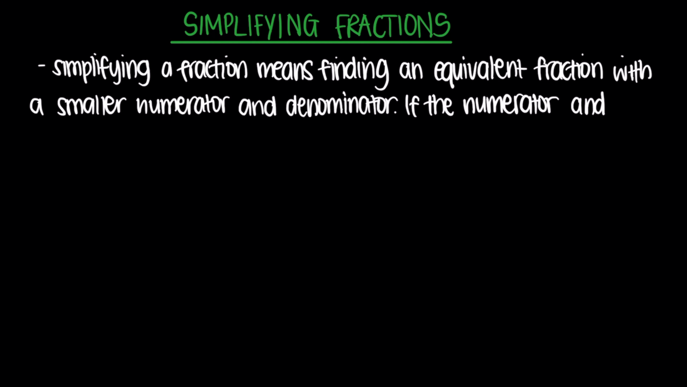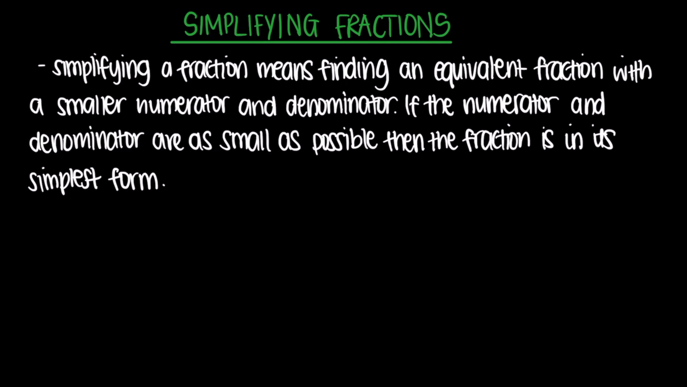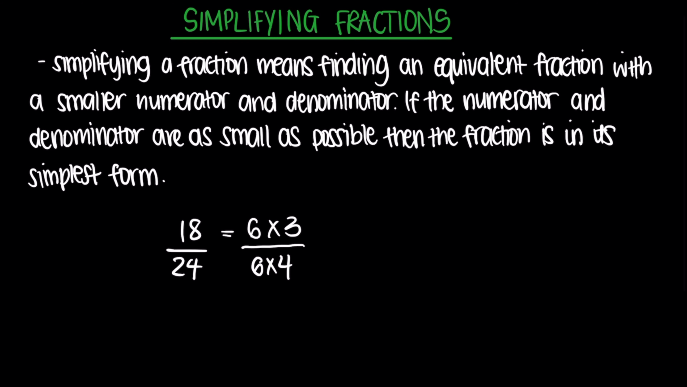If the numerator and denominator are as small as possible, then the fraction is said to be in its simplest form. For example, 18 over 24 can be simplified so that the denominator and the numerator are written in smaller terms. We can write 18 as a product of 6 and 3, and 24 we can write as a product of 6 and 4. Since 6 is a common term in the numerator and the denominator, we can cancel or factor out the 6, which leaves us with 3 over 4, which cannot be reduced anymore because there are no other common factors between 3 and 4.